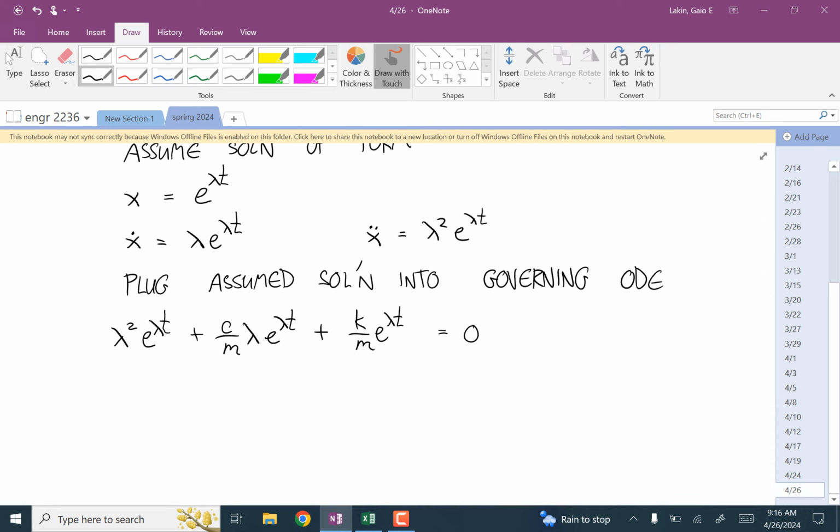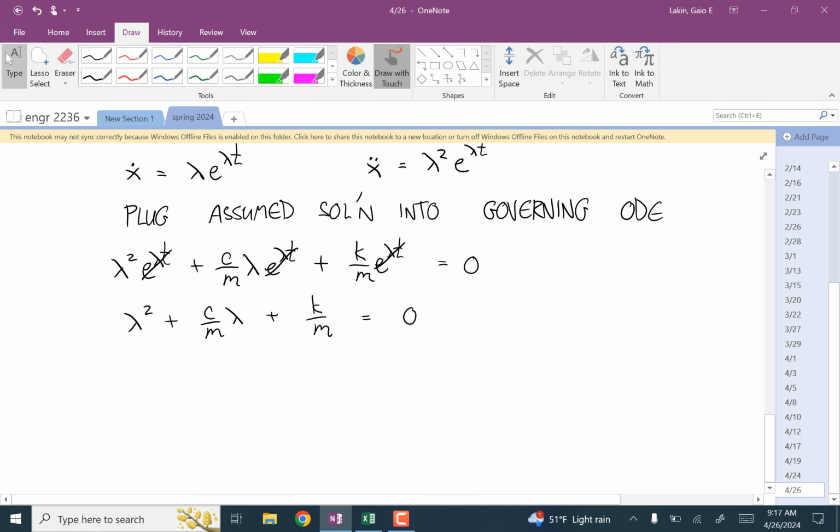And now we can divide both sides by e to the lambda t. And we just get this quadratic equation for lambda. So we got lambda squared plus c over m lambda plus k over m is equal to 0. What we're trying to find is lambda, so we can just use the quadratic equation for this.